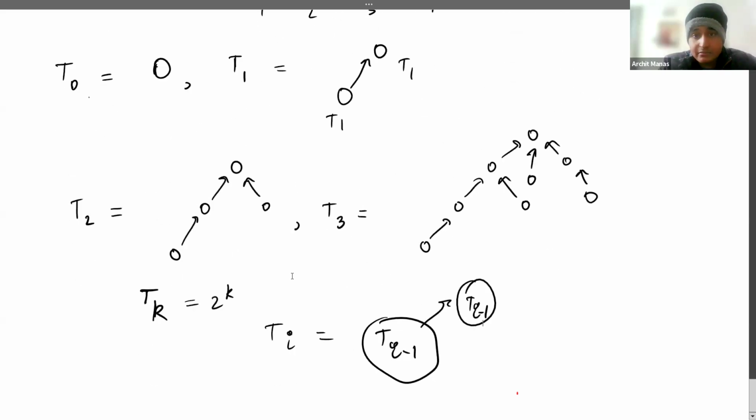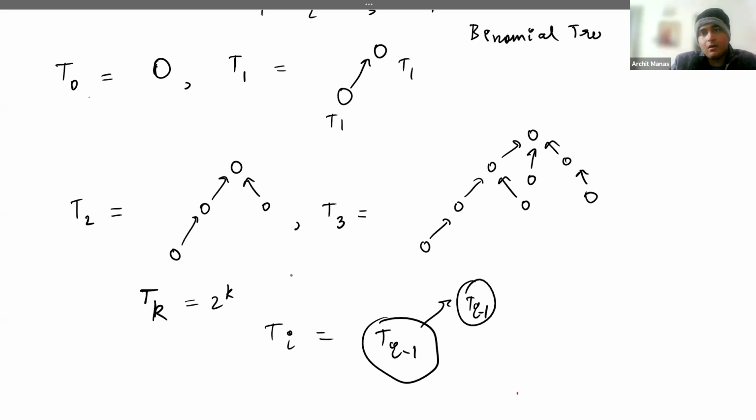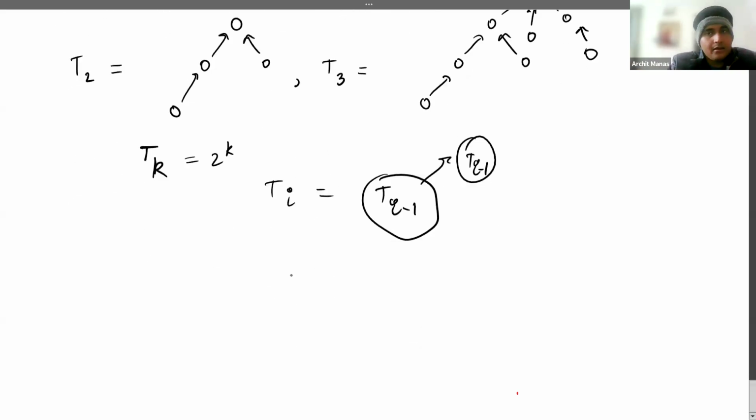Okay, so that defines these trees. These are called binomial trees. And we're going to be using this to devise an algorithm that does it very well for us. Okay, so let's just quickly see some properties of Ti. What degree does the root have? i.